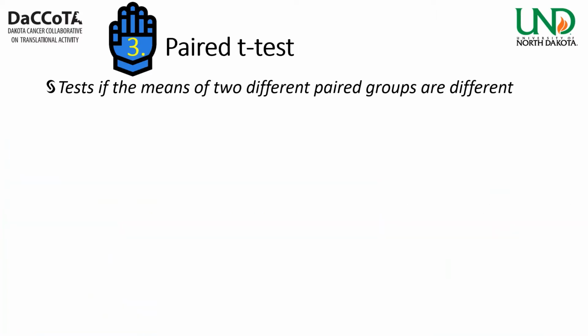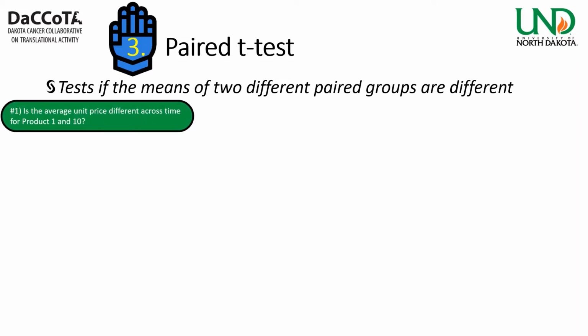Okay, let's wrap up our t-test by getting our paired t-test. And this takes a specific kind of data. Test if the means of 2 different paired groups are different. So these aren't just like male and female, yes, no. These groups have some sort of pairing, some sort of non-independence. So let's look at some pricing data. Is the average unit price different across time for product 1 and 10? So they're 2 different products, but same time period.